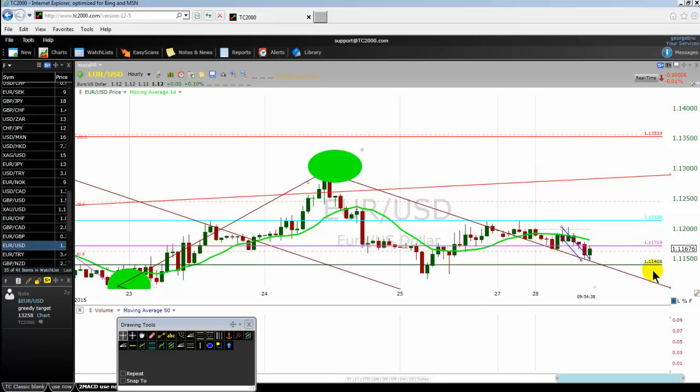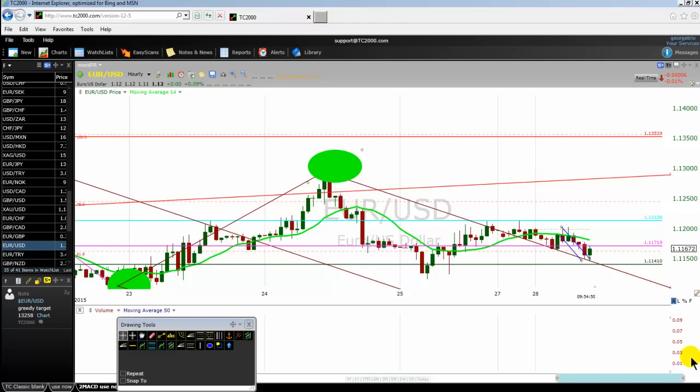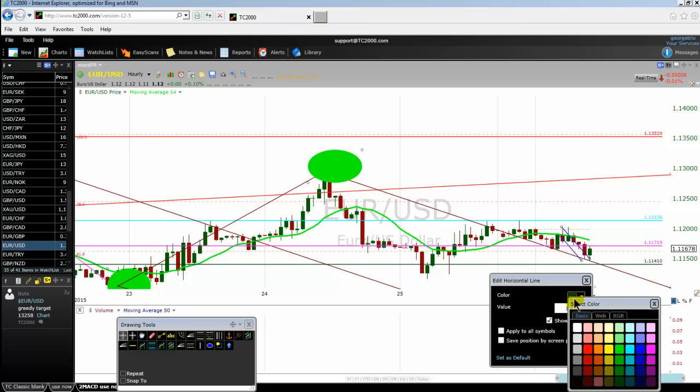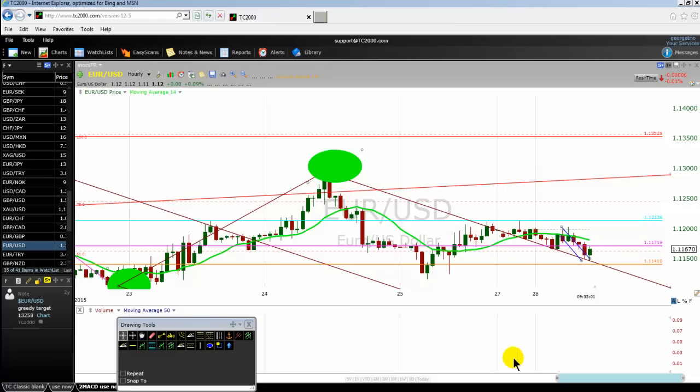So this line is in a zone of, I'll change it now, 1.1141, okay? 30 pip for this risky trade is not bad. All right, so this is my stop loss. I'll color my stop loss orange so you can see it on my chart. Setting my stop loss on the hourly chart.